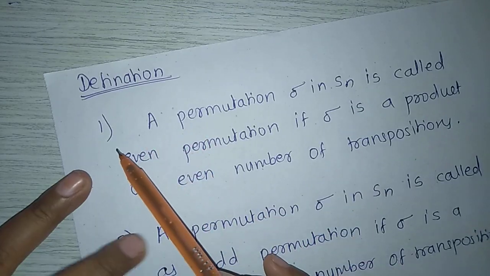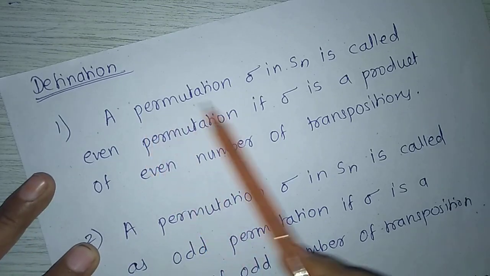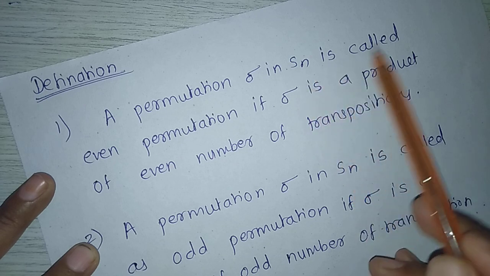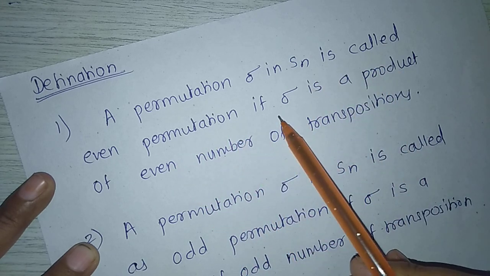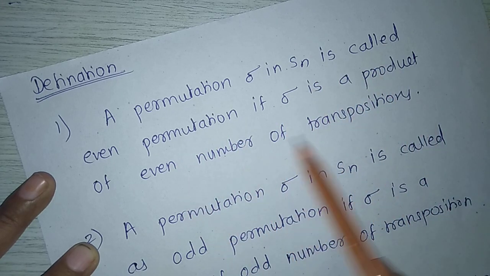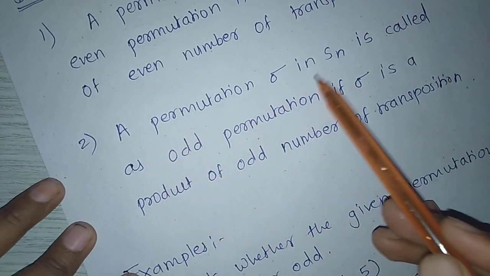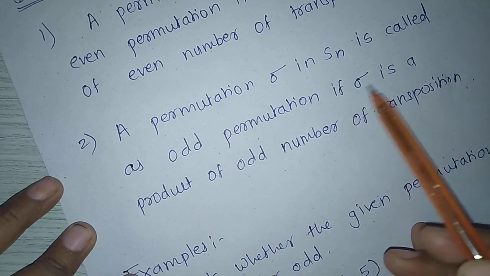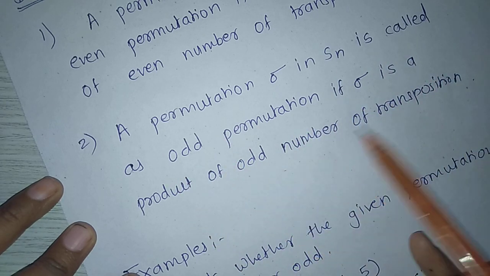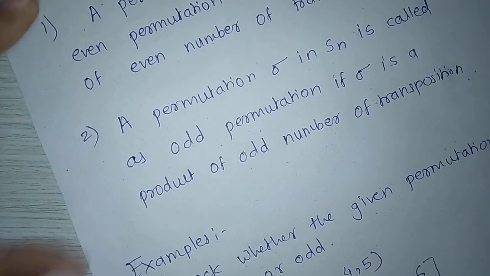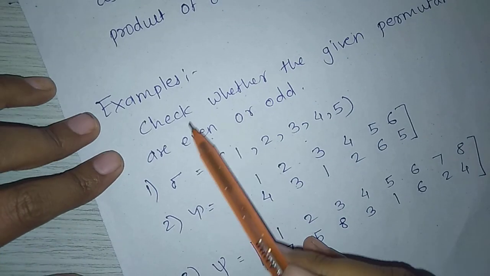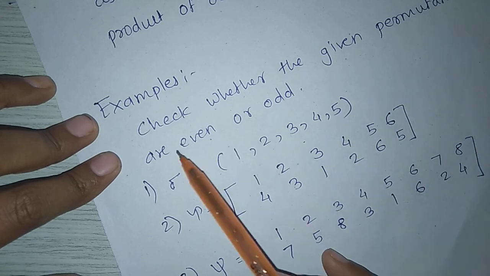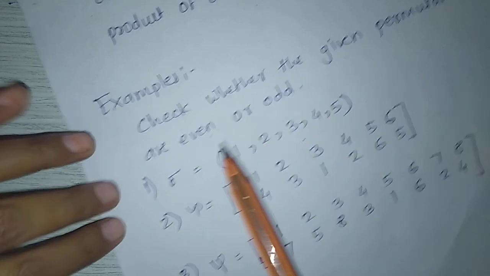Definition. First, a permutation sigma in Sn is called an even permutation if sigma is a product of an even number of transpositions. Next, a permutation sigma in Sn is called an odd permutation if sigma is a product of an odd number of transpositions. Next example, check whether the given permutations are even or odd.